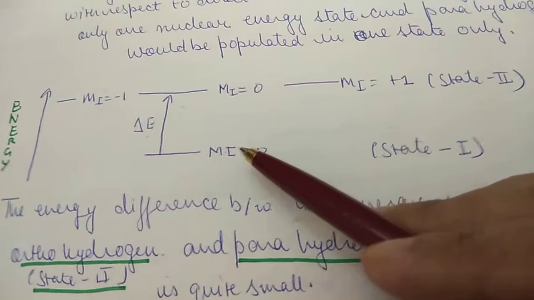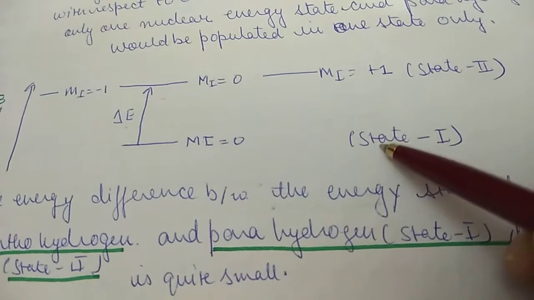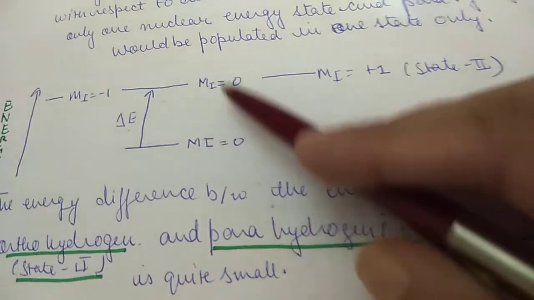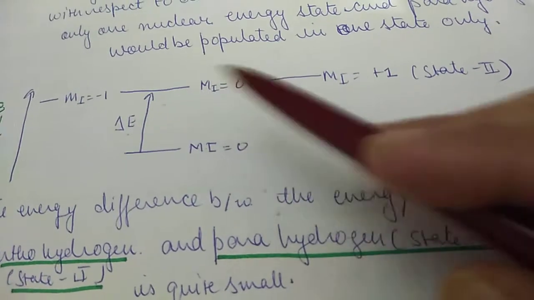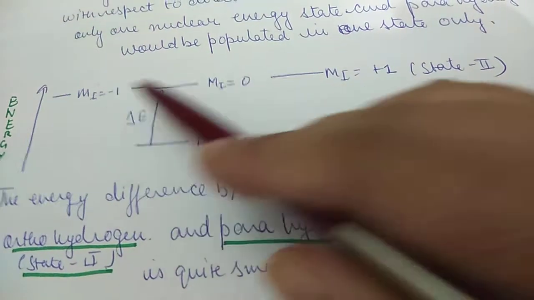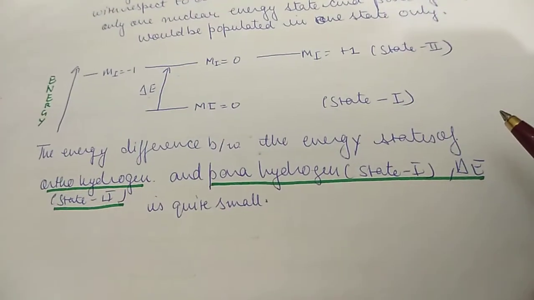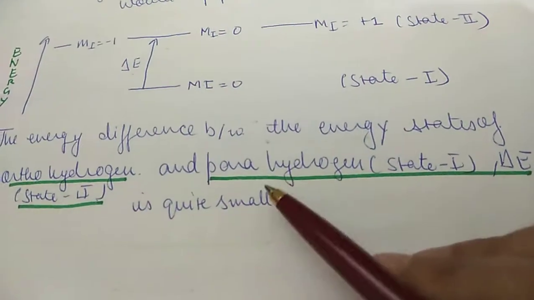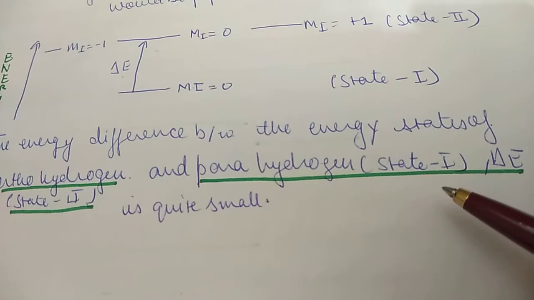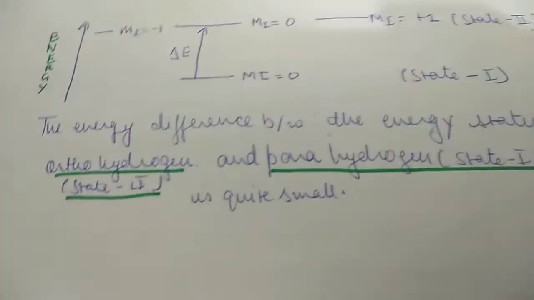So we can represent it like this. This is the energy. This is the orientation for state 1, parahydrogen, and this is the orientation for orthohydrogen, state 2. You see there are 3 states possible for orthohydrogen, and for parahydrogen it is 1. But the energy difference between orthohydrogen and parahydrogen, that is state 1 and state 2, is quite small. As we gradually increase the temperature, the percentage of orthohydrogen immediately starts increasing.